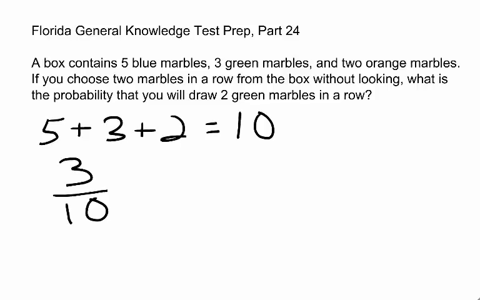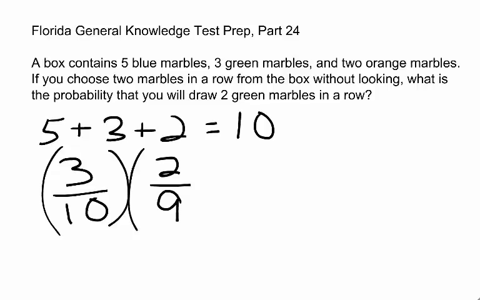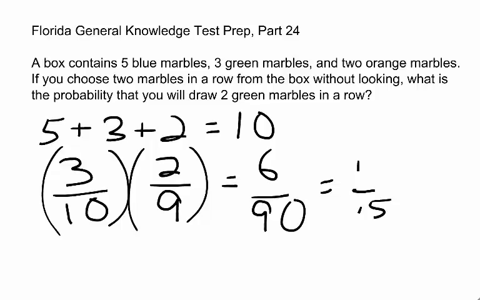For our second draw, one of the marbles has been taken out. We now have 9 left. We've drawn 1 green marble, and there are 2 green marbles left in the box. So the probability of drawing 2 in a row that are both green is 3 out of 10, or 3 divided by 10 times 2 divided by 9, which is equal to 6 over 90. This fraction reduces to 1 over 15.